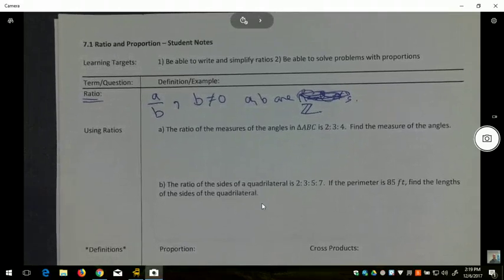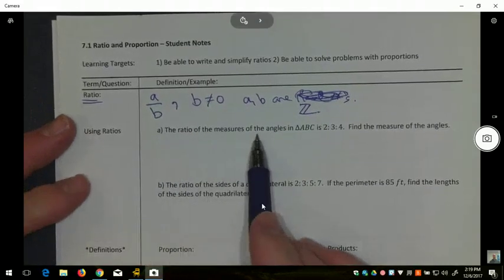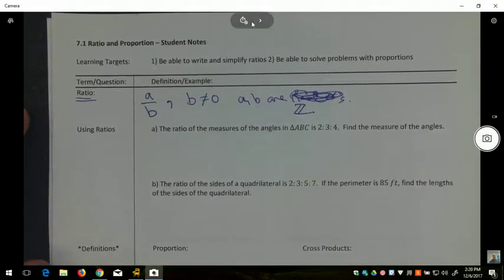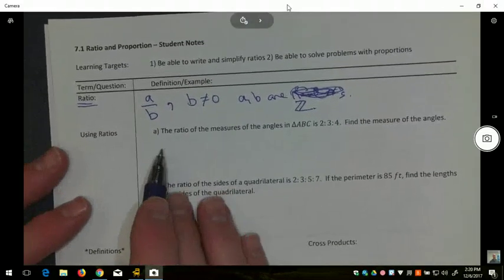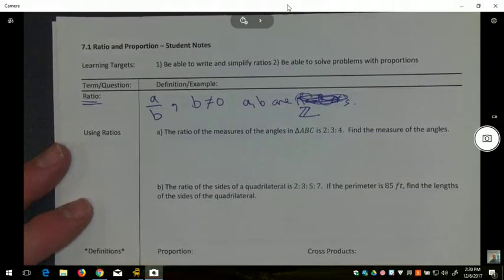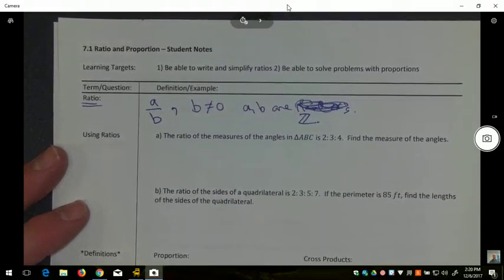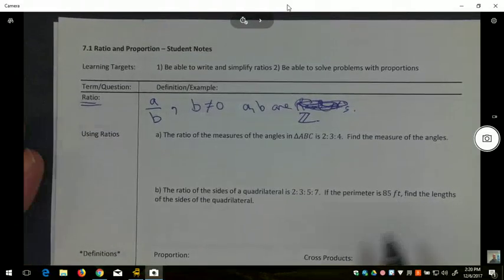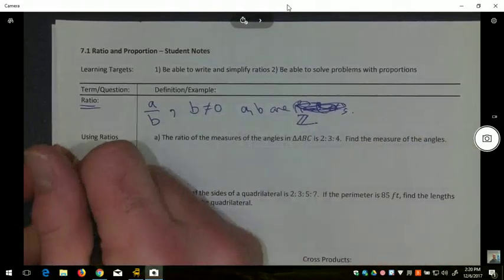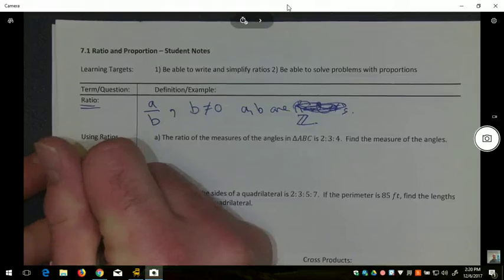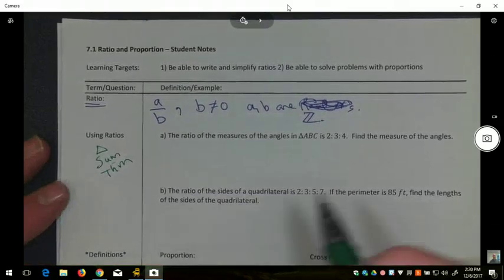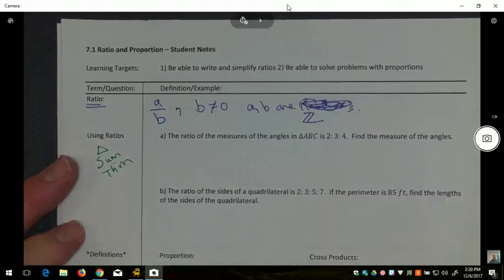Using ratios: the ratio of the measures of the angles in triangle ABC is 2 to 3 to 4. Find the measures of the angles. Well, this assumes that you know a fact which most of you remember from middle school. We have not directly had instruction on it, but we have had some problems that involve it: the triangle sum theorem says the angles in a triangle add to 180 degrees.